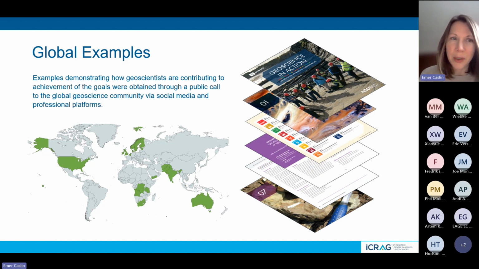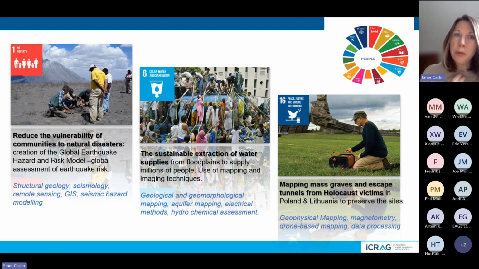Unfortunately, we were only able to use some of those examples, but this is work in progress, and there's a lot of activity taking place since its publication. So just a quick example, I suppose, of some of the examples that we received. We received, for example, for SDG 1, an example on reducing the vulnerability of communities to natural disasters. So we had the Global Earthquake Hazard and Risk Model example.